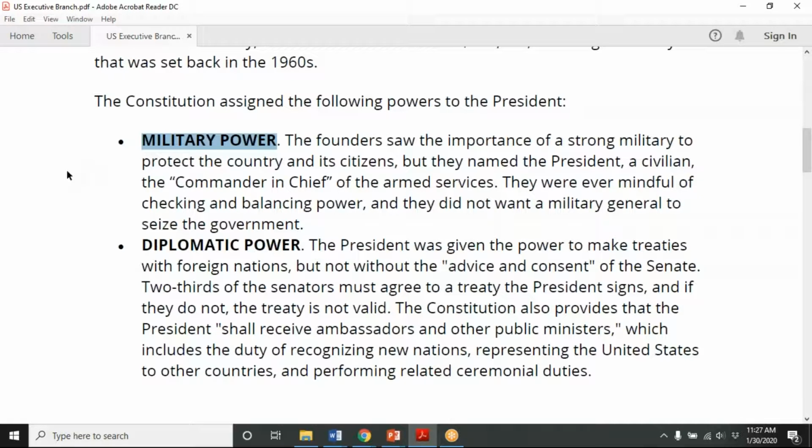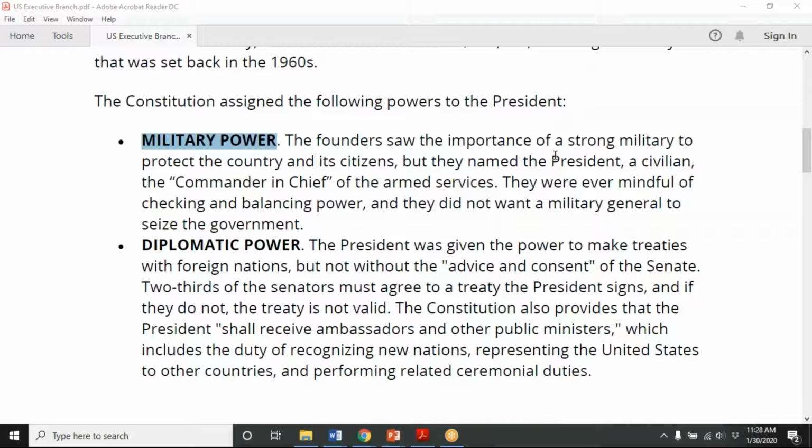Okay, military power. The founders saw the importance of a strong military to protect the country and its citizens, but they named the president, a civilian, the commander in chief of the armed services. They were ever mindful of checking and balancing power, and they did not want a military general to seize the government. Okay, thank you.